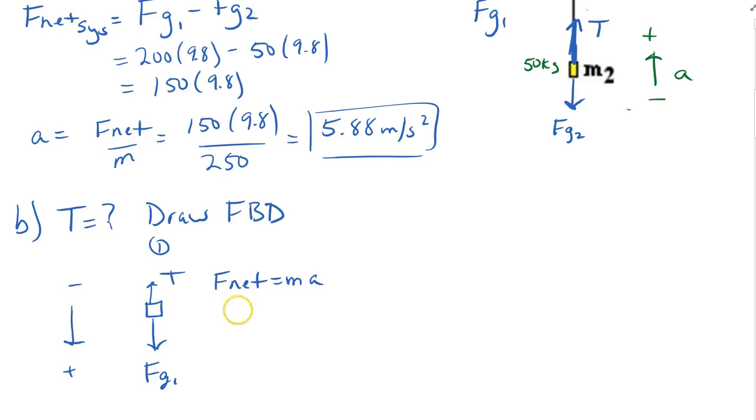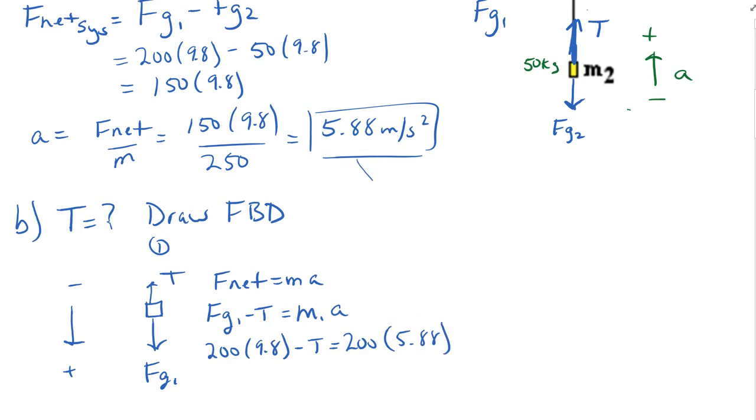So under F net, what are the sum of the forces? Well, it's Fg1 minus tension, and it's going to be equal to the mass of object number 1 times acceleration. Plugging in what we know, the mass of object number 1 was 200 kilograms. So this would be 200 times 9.8 minus the tension force is equal to 200 times 5.88.